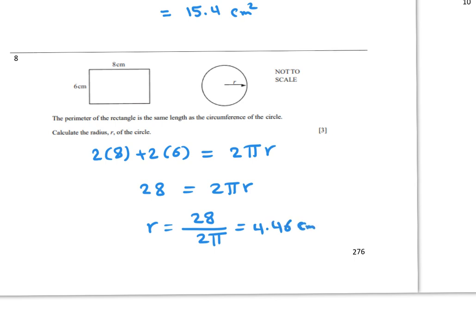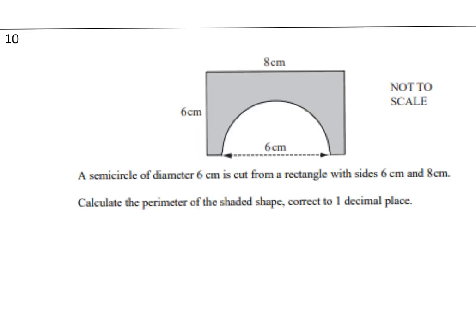To 3 significant figures. Number 10, we have a semicircle with diameter 6 and we have a rectangle with dimensions 6 centimeters and 8 centimeters. I need the perimeter for the shaded shape. Perimeter means the distance around the shape.